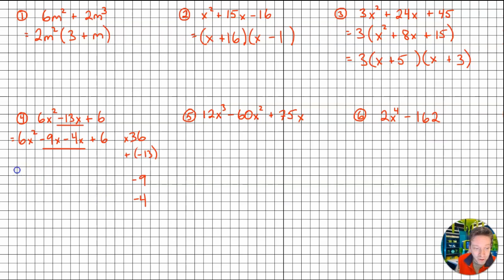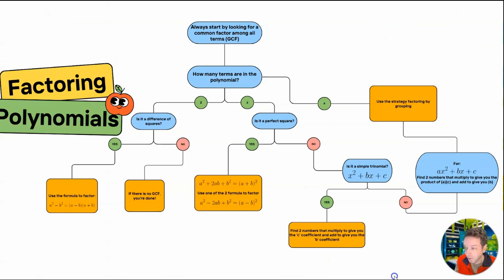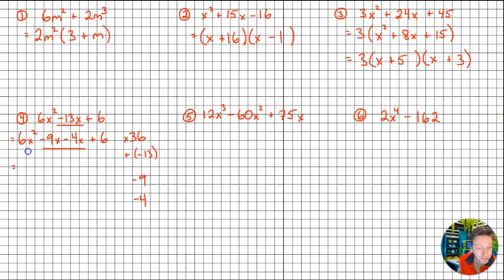So now we can do something called factor by grouping. Once we're done this, we're going to use this strategy for factoring by grouping. That's going to be our last step. How do we do that? Well, let's look at the first two terms, and we're going to pull out a common factor. So in this case, 3x works. When you pull out 3x, you're left with 2x minus 3.